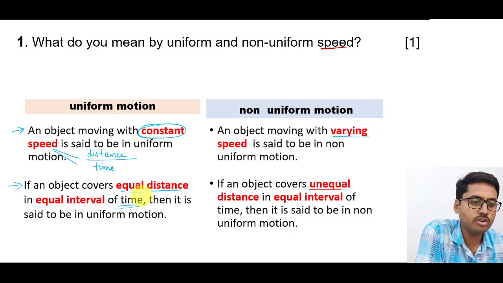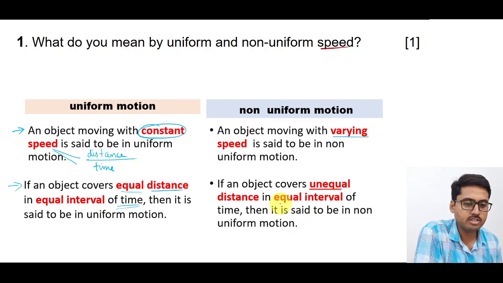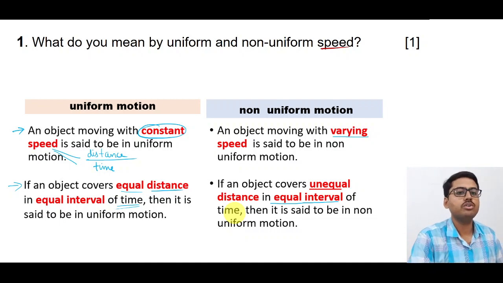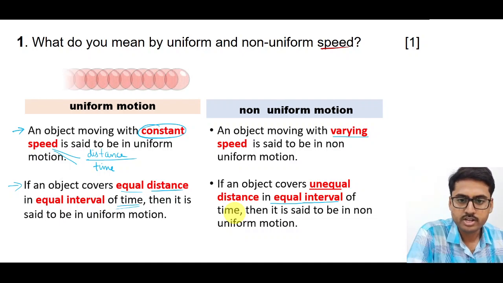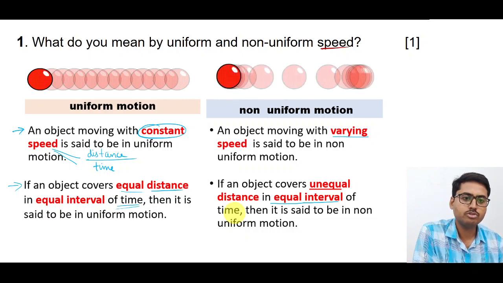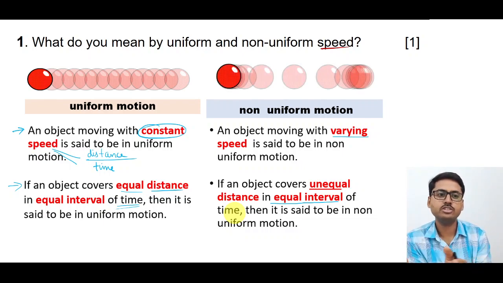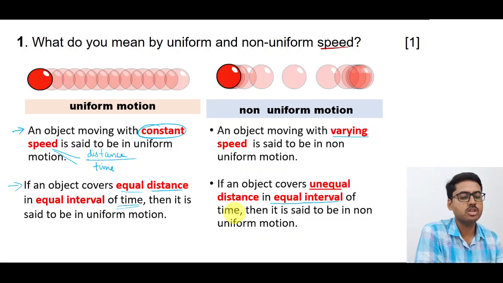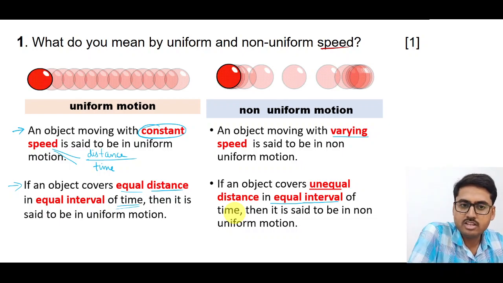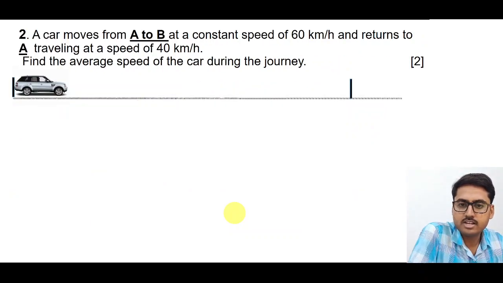And for non-uniform motion, if we keep the time interval same and the object is covering unequal distance, right, in that case it would be said to be in a non-uniform motion, right? So this is uniform motion and this is non-uniform motion, because the speed is sometimes changing, sometimes increasing and sometimes slowing down. Okay, this was an easy question. So let's get into the second question.